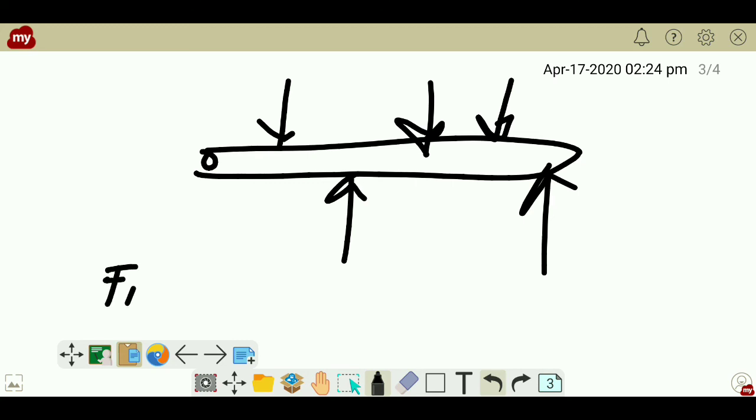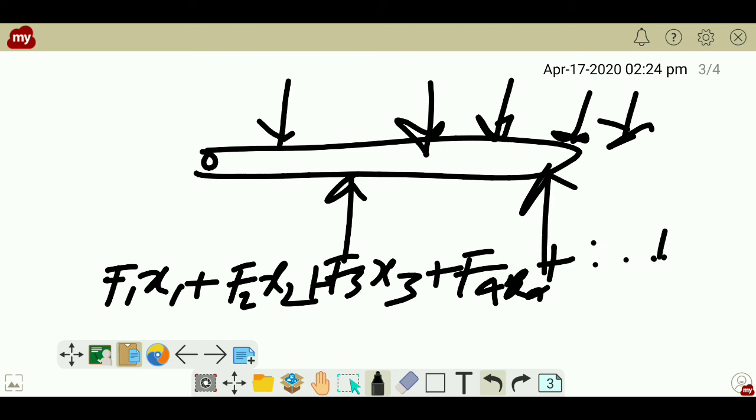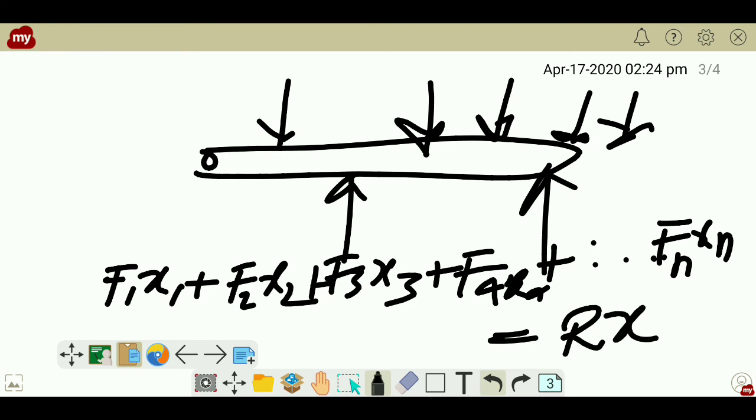So it can be F1, X1 plus F2, X2 plus F3, X3 plus F4, X4. If it is so on with the number of forces, it can be plus so on up to Fn, Xn. That equals the resultant of the forces multiplied by the distance where it is acting from point A, right? This is nothing but the moment created by the resultant of all these forces, right?